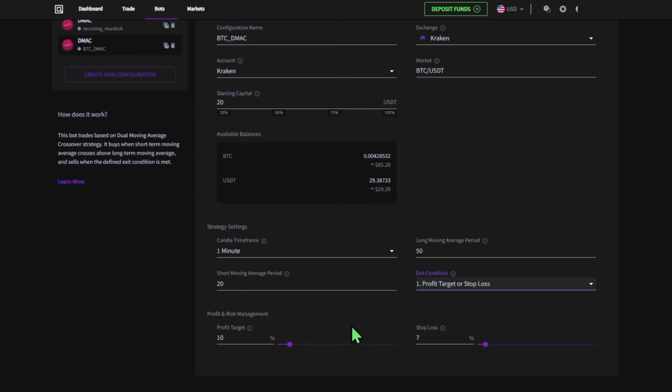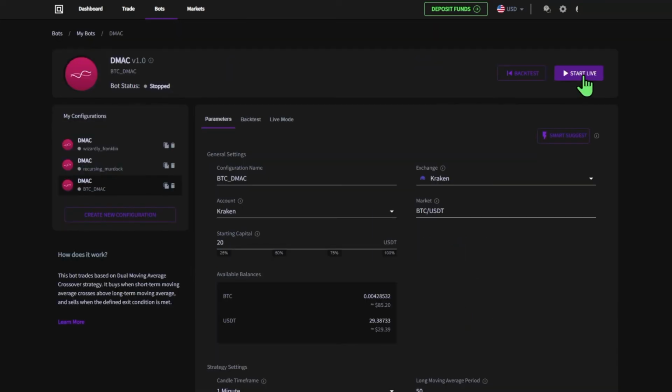So this is your profit and risk management for your exit condition, the first option of profit target or stop loss. Once those are met, the trade can be closed. If you want to just do indicator confirmation, then as soon as the indicator has shifted, where the short-term moving average crosses below the long-term moving average, your trade is going to be sold in that moment.